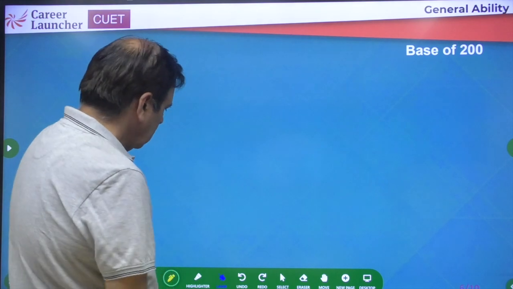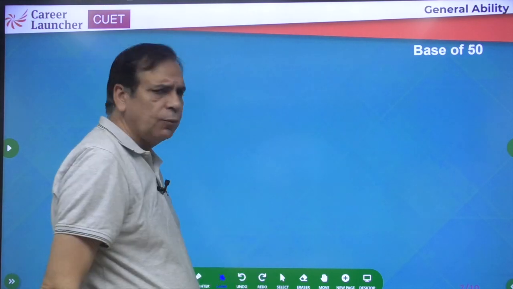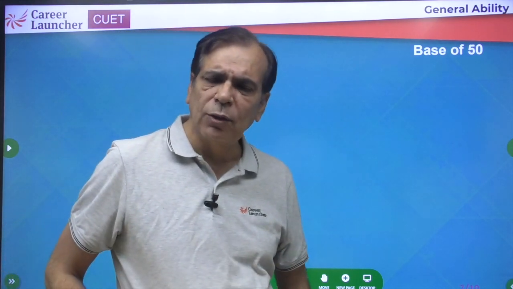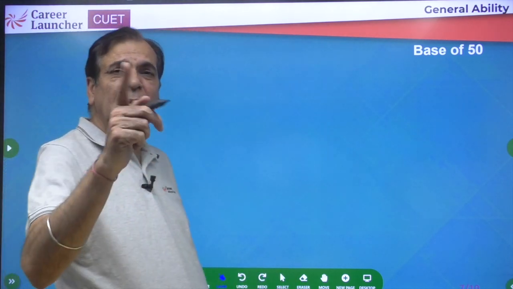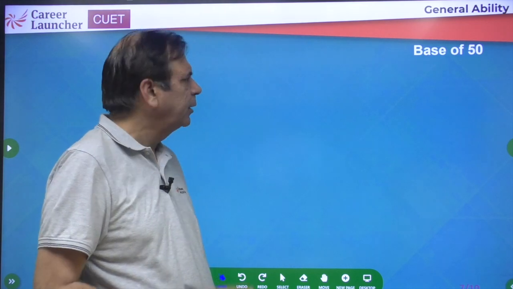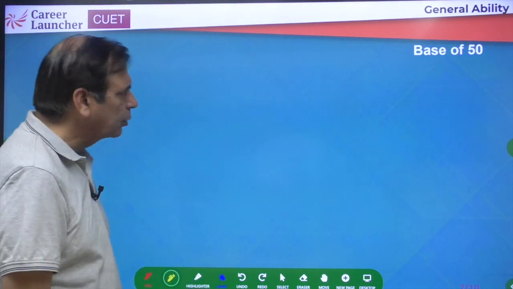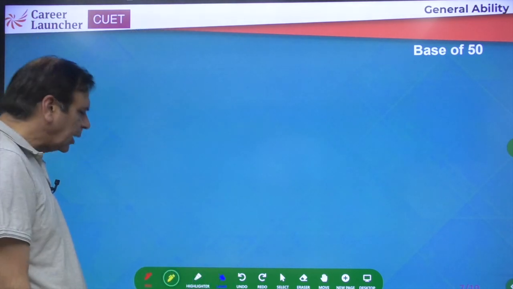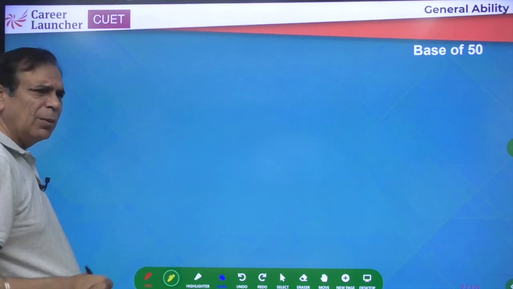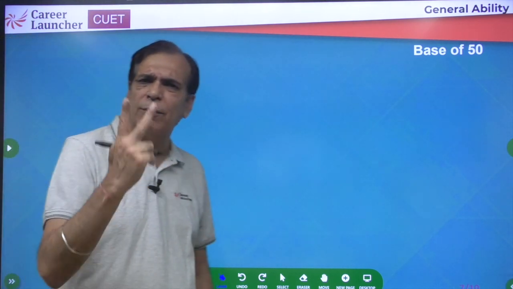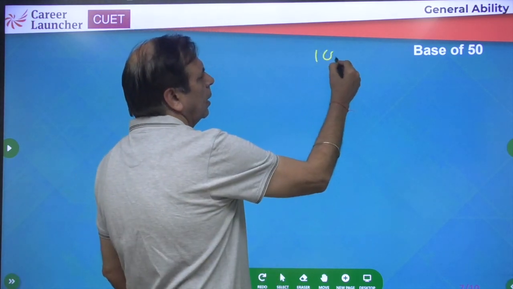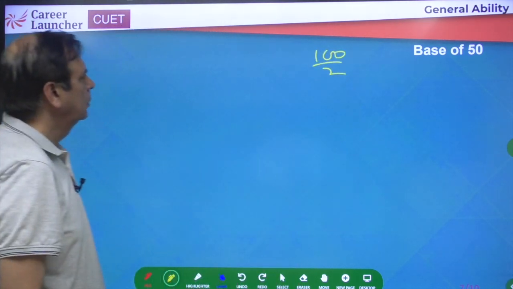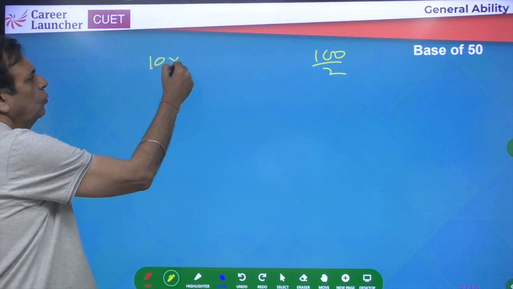Okay. Take another case of base of 50. Let's go with the base of 50 now. Base of 50 is important because it will help you find the squares of numbers close to 50 also, but that's a session we will do separately. Okay. But just to understand the concept. Now the interesting thing about base of 50 is you can get a base of 50 in 2 different ways. One could be 100 by 2. Another could be 10 into 5.